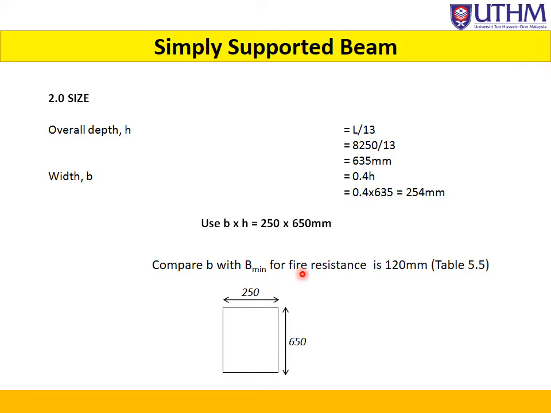It is important to check the b we choose against b minimum for fire resistance. By referring to Table 5.5, b minimum is 120 mm. So the estimated b passes the b minimum.